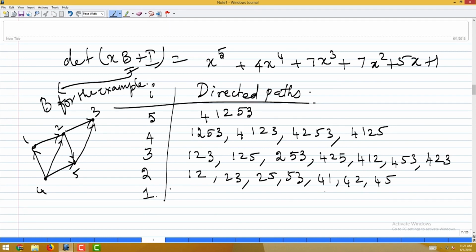And what about one vertex? It is just a singleton vertex, so you can just pull that out: 1, 2, 3, 4, 5. When we say on one vertex, there is no path, but there is a vertex there. Okay, so this kind of matches up with the theorem.